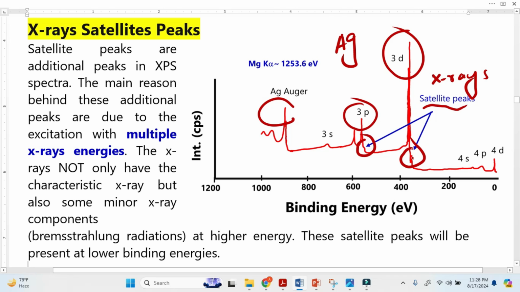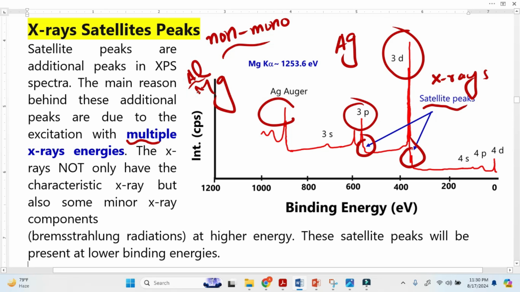These peaks appear in XPS spectra because of one reason. The one-line answer is that these peaks appear because we use non-monochromatic X-ray sources. Non-monochromatic means the X-ray source has multiple X-ray energies, because the X-rays are produced in the anode, for which we use two types of material. One is aluminum, another is magnesium.